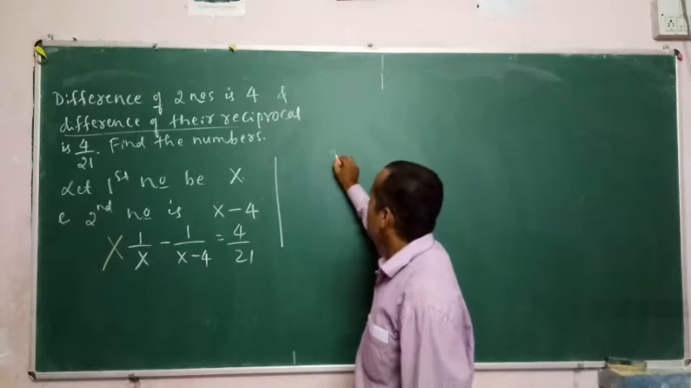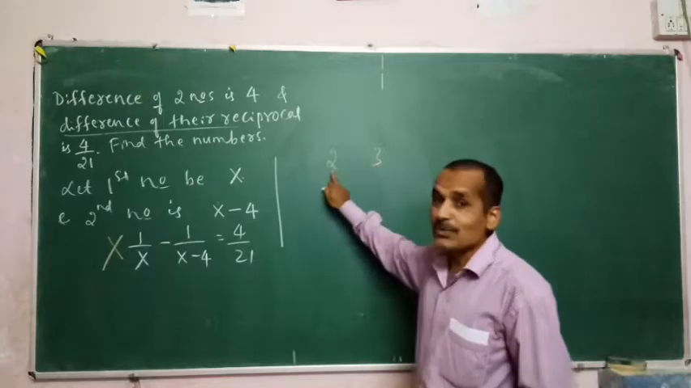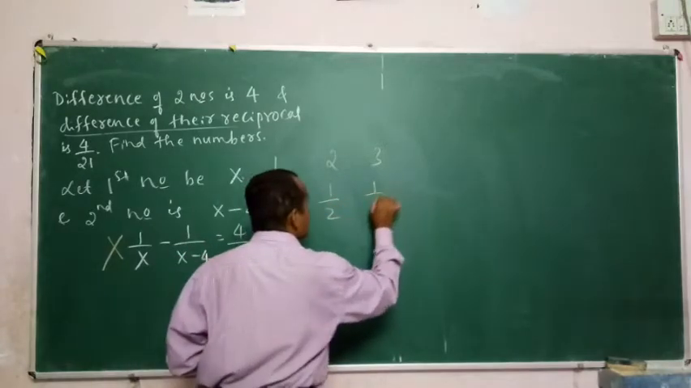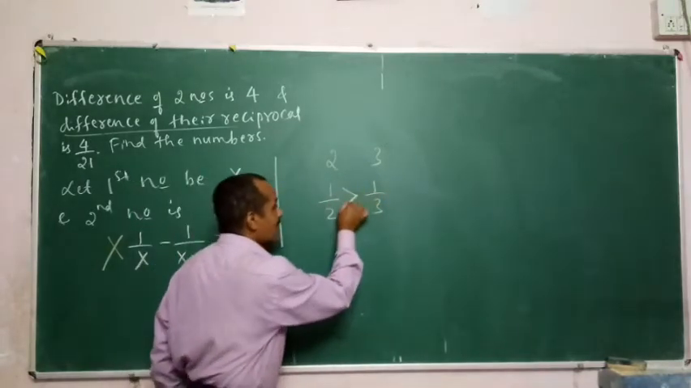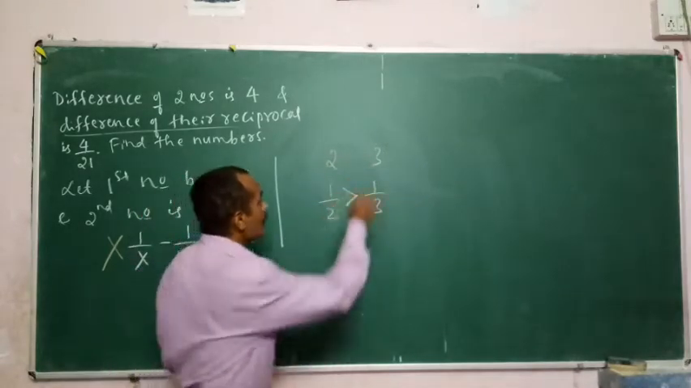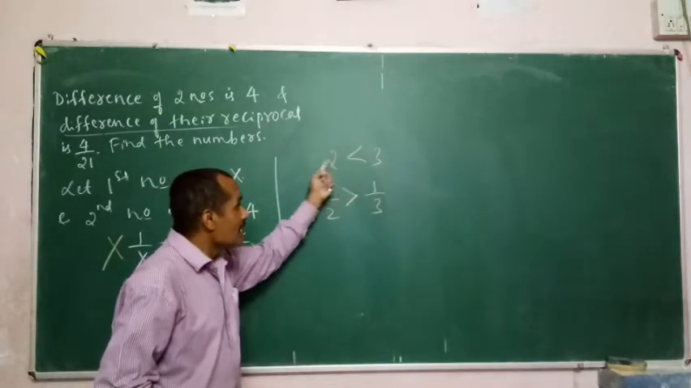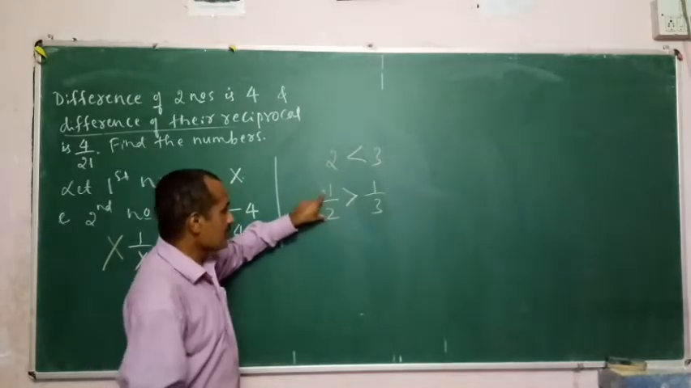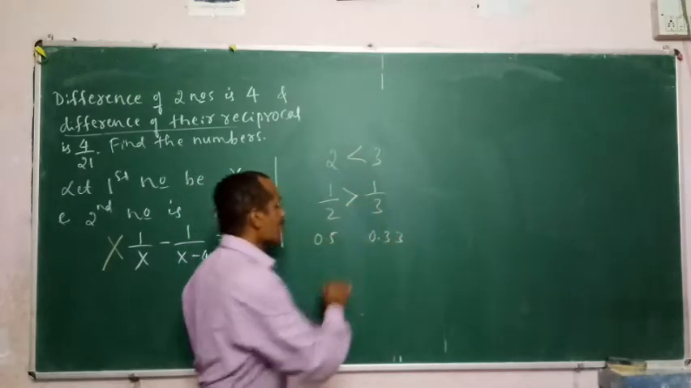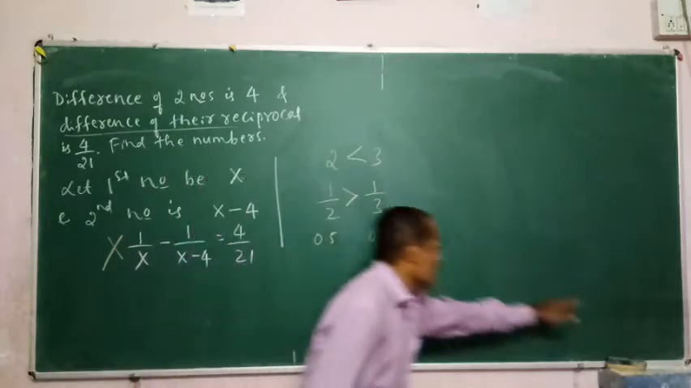See, I am taking two numbers, 2 and 3. No doubt, 3 is greater and 2 is smaller. But when you make the reciprocal, this will be greater than this. So in the case of natural numbers without reciprocal, this is greater. When you make the reciprocal, the number which is smaller, its reciprocal is always greater. See, the value is 0.5 and the value is 0.33, so this is greater. So keep in mind, here the students are making the mistake.